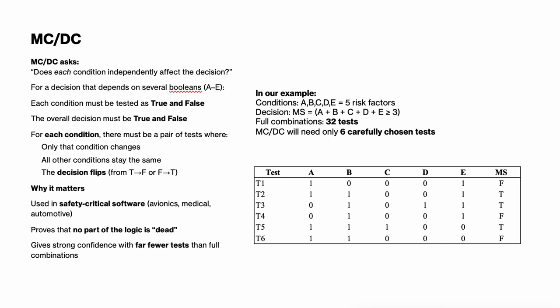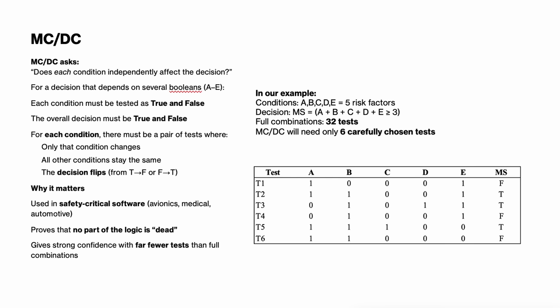Behind the scenes, it's using the idea that for n Boolean conditions, the theoretical minimum for MCDC is n plus 1 tests. So n is the conditions. We have 5 conditions, so n equals 5, plus 1. It gives us 6, so we should see 6 tests. So there, with these 5 risk factors, we've carefully chosen a set of 6 tests.